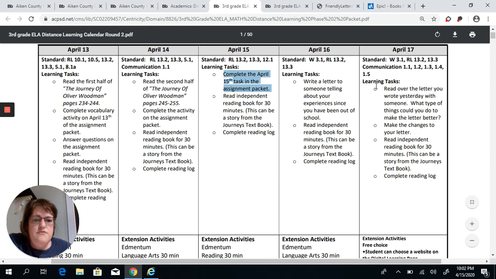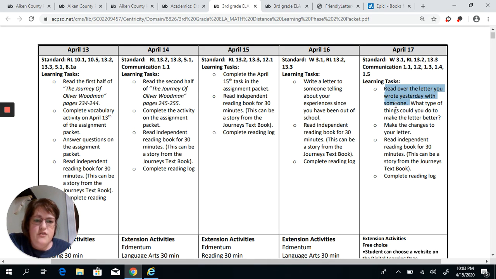Okay, and then for April 17th, so we went over April 16th to write a letter telling someone about your experiences that you've had since you've been out of school. Once again, you're going to read independently for 30 minutes, complete your reading log. And then for April 17th, it says to read over the letter you wrote yesterday with someone. Boys and girls, I actually want you to do this. I want you to wait until the next day and read over the letter with someone else in your family. It could be an older brother, sister, grandmother, grandfather, mom, or dad. And think about, what can you do to make it better?